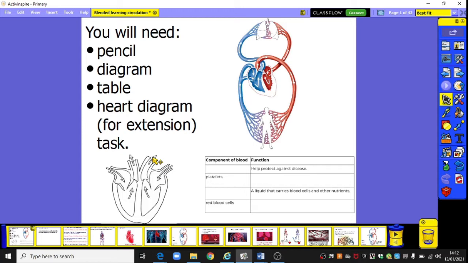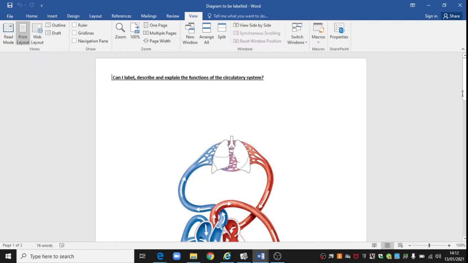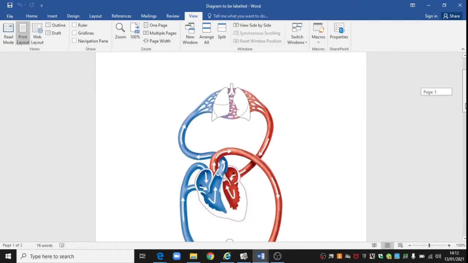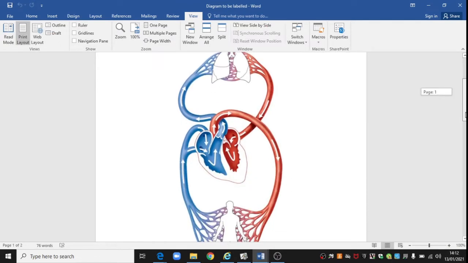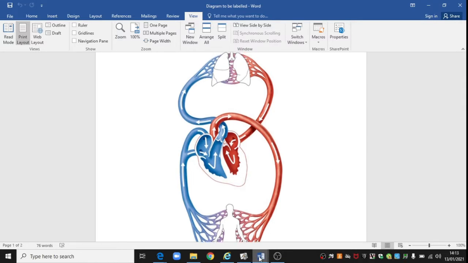For this lesson you will need a pencil, a copy of the diagram that's been attached to your science planning this week, the table, and if you want to go on to the extension task today, a diagram of the heart. So you'll have 3 documents that you might have printed out. However, if you haven't had a chance to print them out, you can quickly draw some of the systems as you go along. So you'll have this diagram to be labelled.